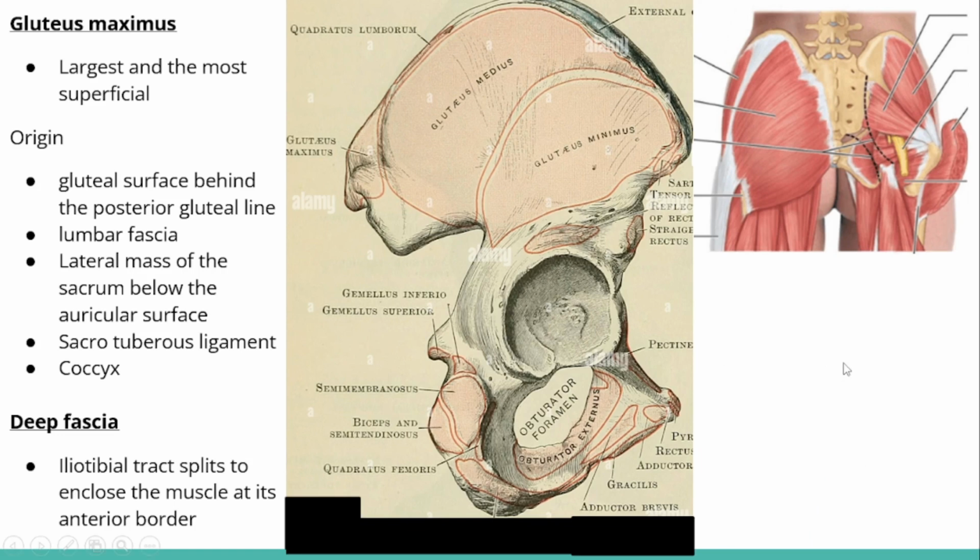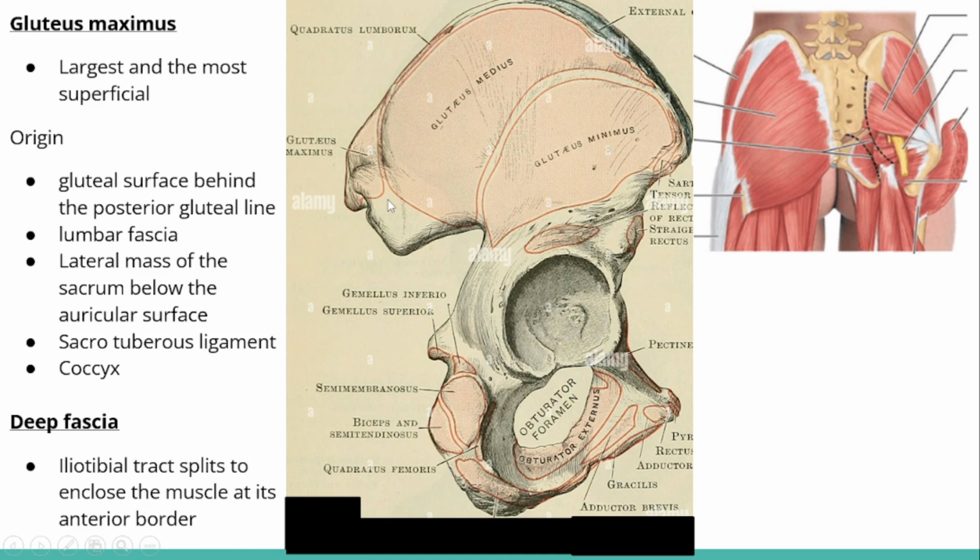We'll learn about the gluteus maximus muscle. This is the largest muscle in the gluteal region and the most superficial one, and it originates from several places. In the gluteal surface of the hip bone, we can identify 3 gluteal lines. Inferiorly, there is the inferior gluteal line, and between the origins of the gluteus medius and minimus, there is the anterior gluteal line, and behind the origin of the gluteus medius is the posterior gluteal line.